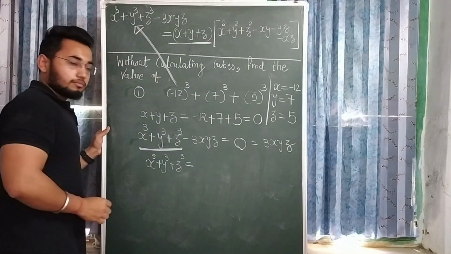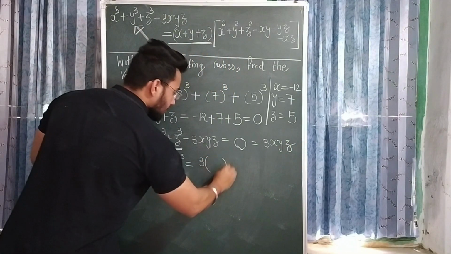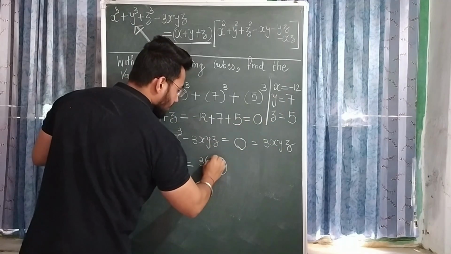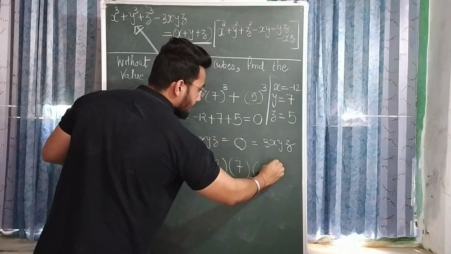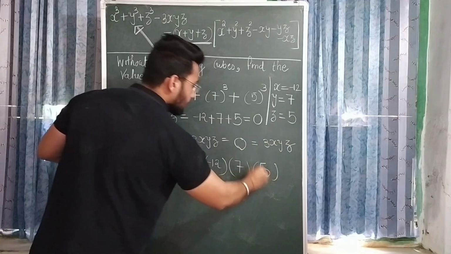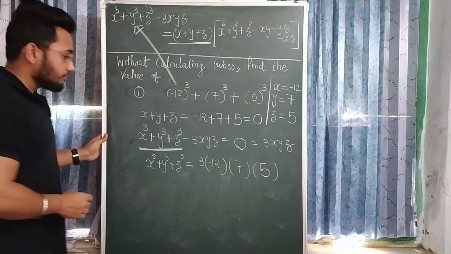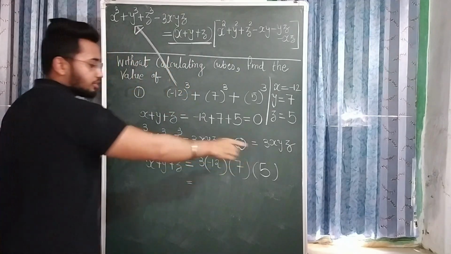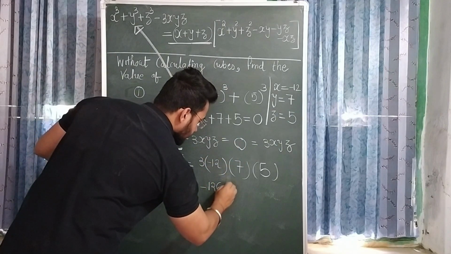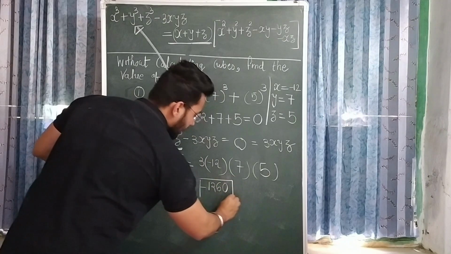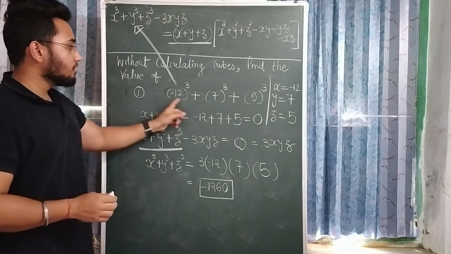Now, value of x is minus 12, value of y is 7, and value of z is 5. So now again multiply these numbers and you get minus 1260. This is your answer. This is your answer of this question.